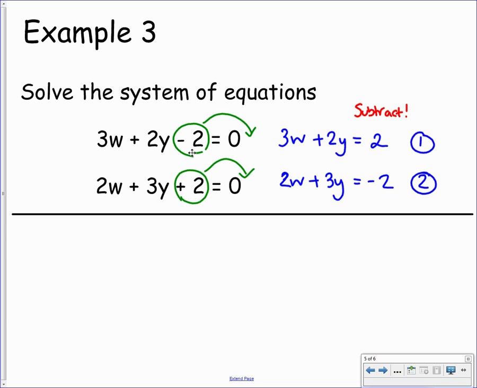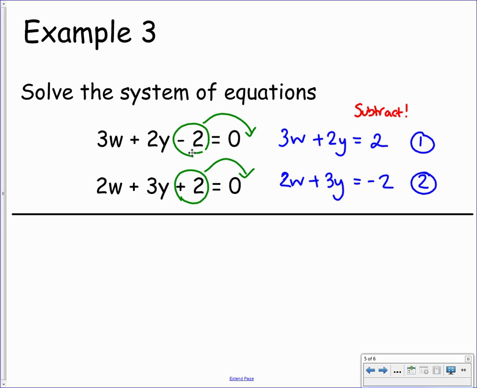Now we're looking to find whether any of the variables have the same value. We've got a 3w and a 2w, they're not the same, and a 2y and a 3y, again they're not the same. So we need to find a number that we can get them to be. There's no way that we can multiply 2 by a whole number to get it to 3, and no way we can multiply 3 by a whole number to get it to 2. So that means we need to change both of them this time.